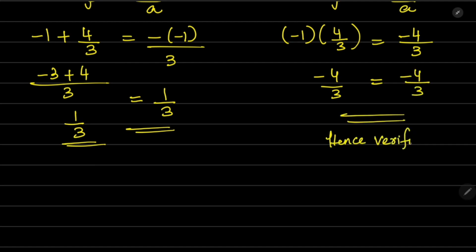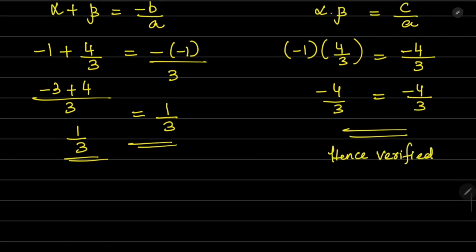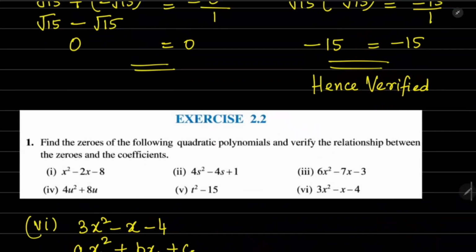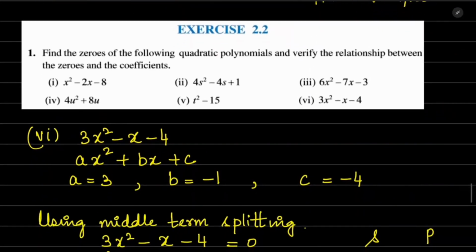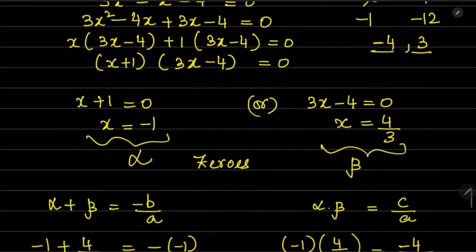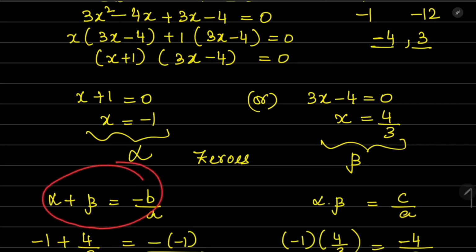So we have done 6 problems under this particular exercise. Whenever you are asked to find the zeros of the quadratic polynomial, always remember to go for factorization. First find the zeros of the polynomial and then verify the relationship between the zeros and the coefficients using this: alpha plus beta equal to minus b by a, alpha into beta equal to c by a.